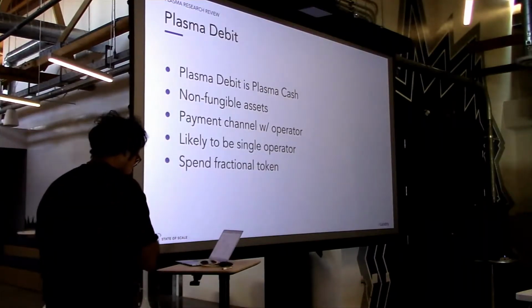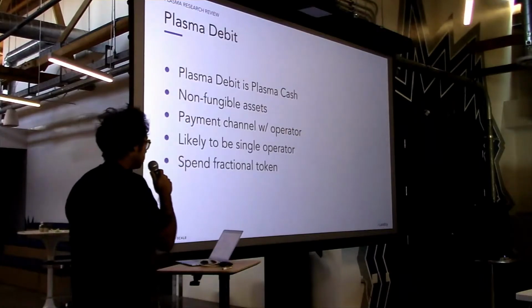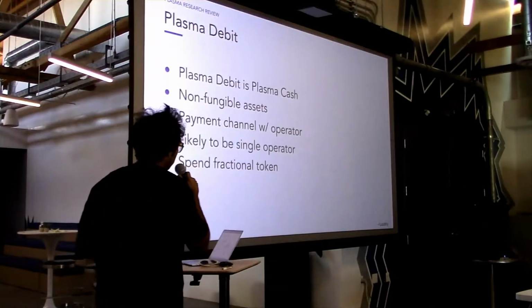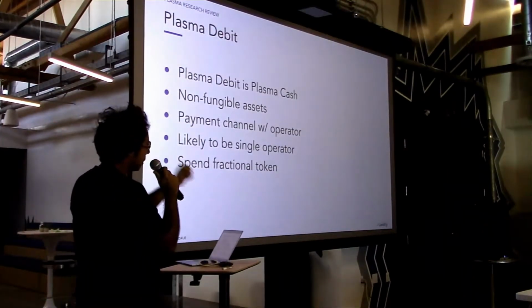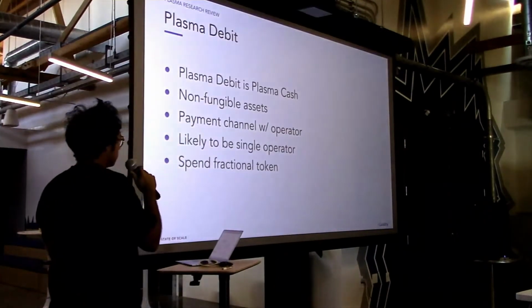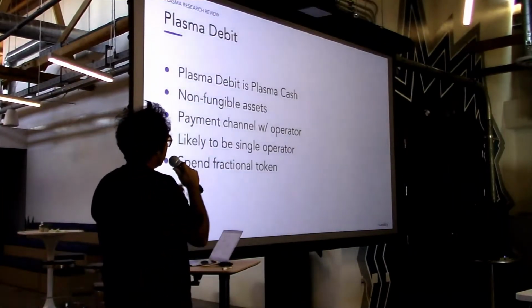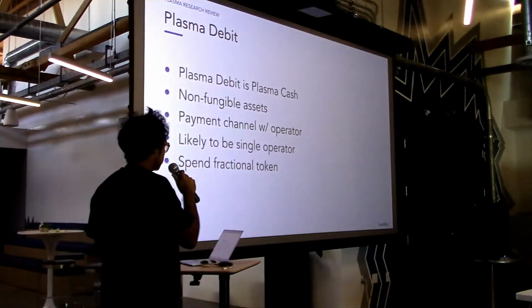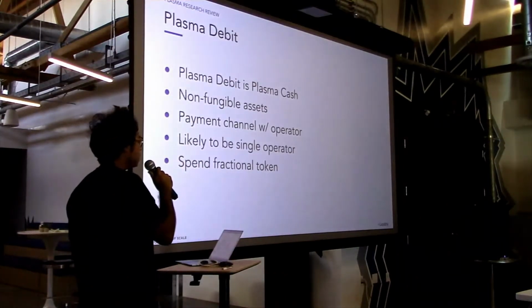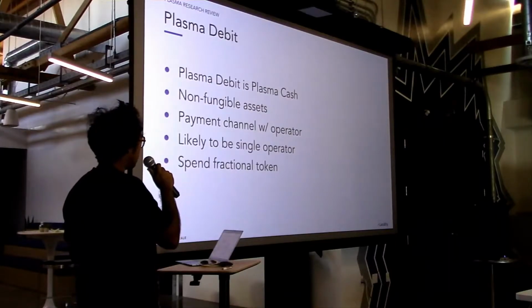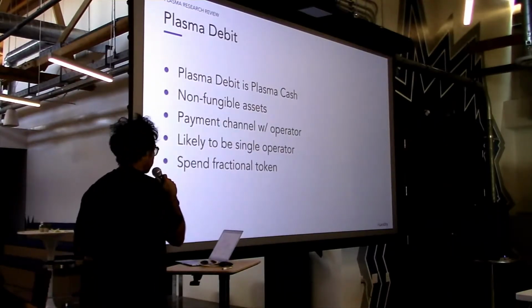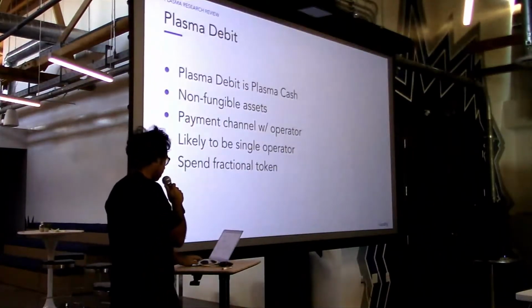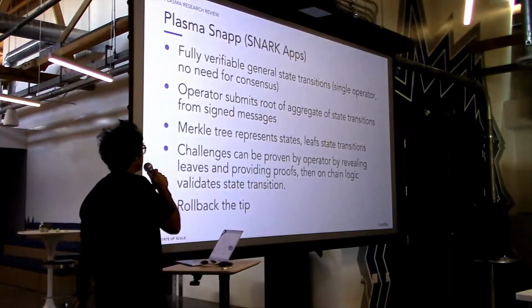Plasma Debit, as mentioned, is basically just like Plasma Cash. You have your non-fungible assets, and the only difference is that you open a payment channel with the operator. When the operator submits the block and it includes your transaction, that's a mechanism where they basically accepted that transaction. This is likely to be a single operator. You're not going to have a consensus mechanism here. And really what it does is add a feature to Plasma Cash where you can have fractional tokens. Otherwise, it is very much like Plasma Cash.